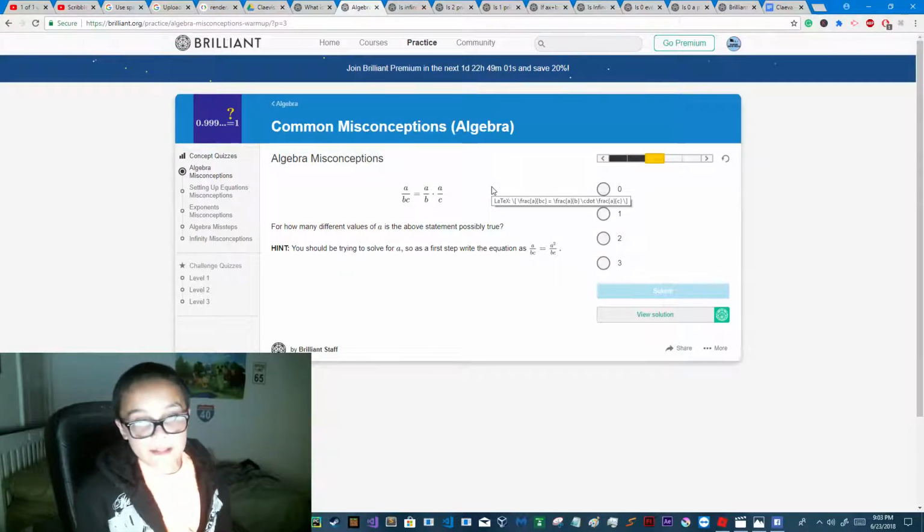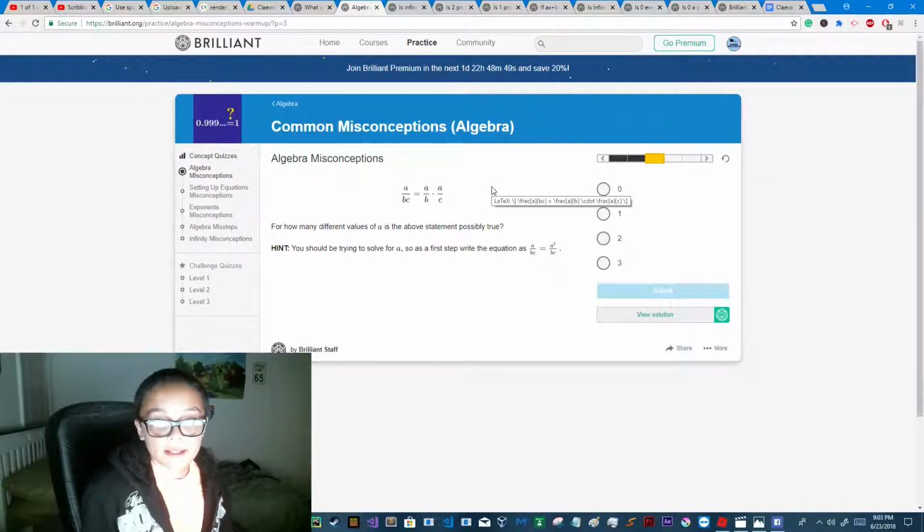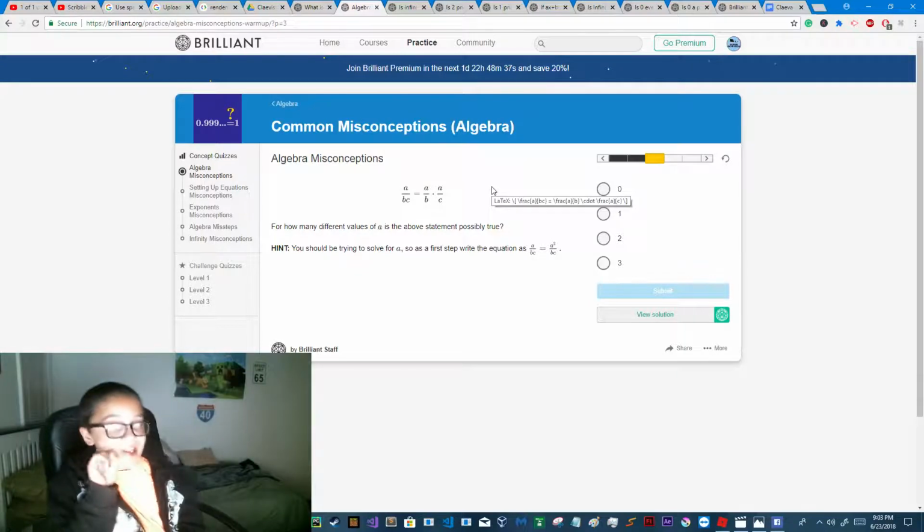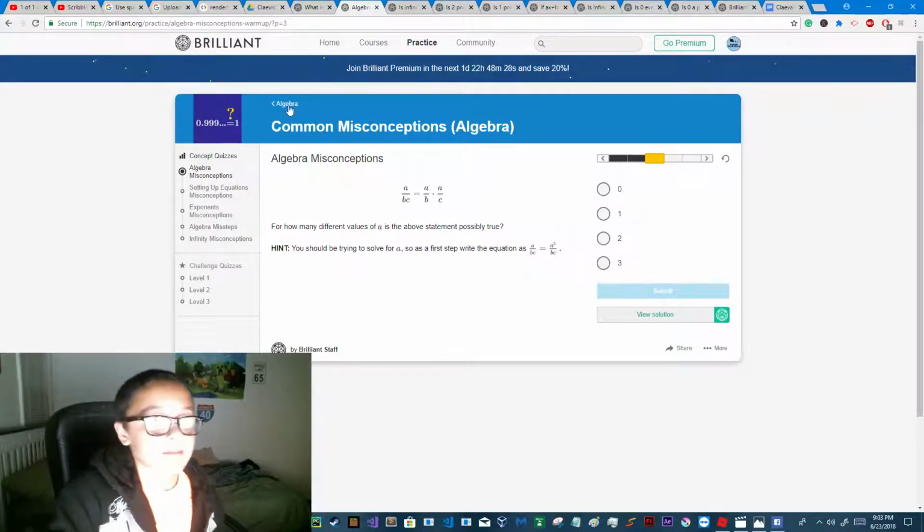Algebra misconceptions. For how many different values of A is the above statement possibly true? Yeah, you should be trying to solve for A. I'll go for A. So, A. How many different values of A? Maybe I shouldn't try misconceptions.